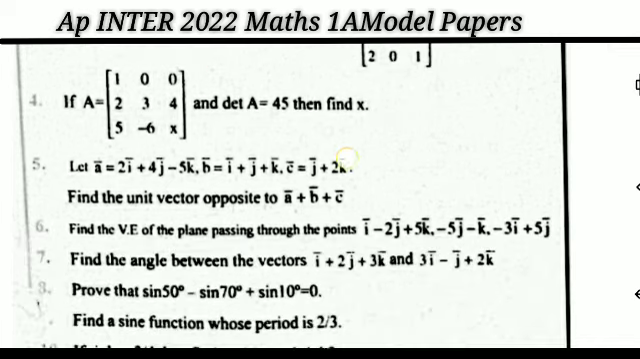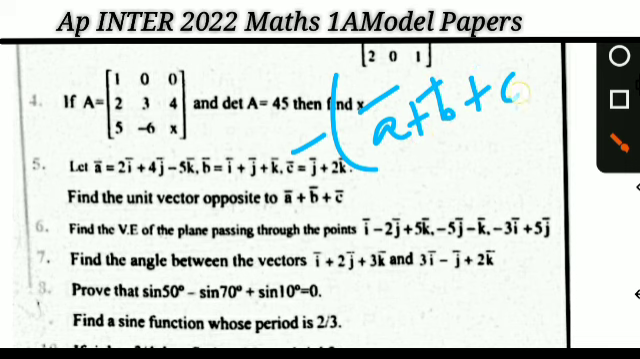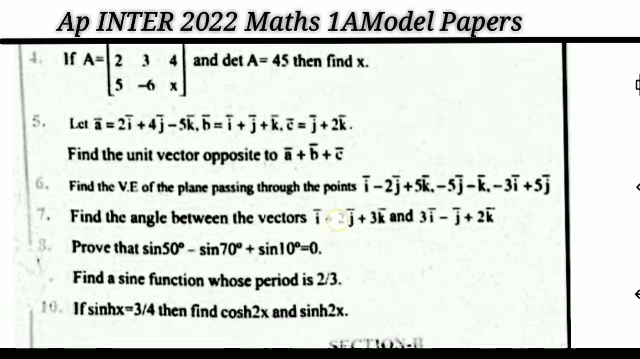Okay, next, 5th question. If given, find the unit vector opposite to a plus b plus c. What is the formula? Minus of (a plus b plus c) by mod a plus b plus c. The opposite direction means the formula is minus of (a plus b plus c) by modulus of a plus b plus c. In the same direction, you don't take the negative sign.